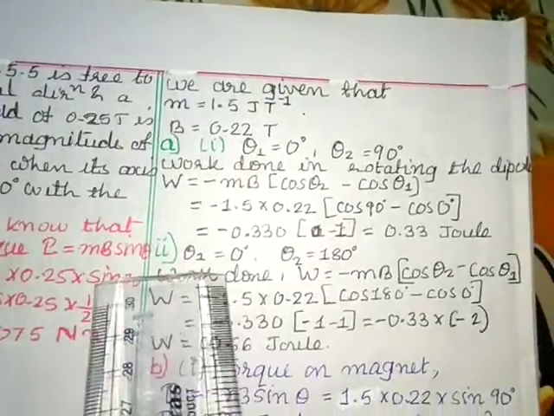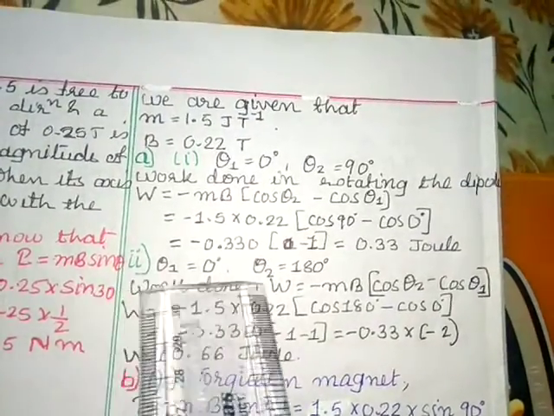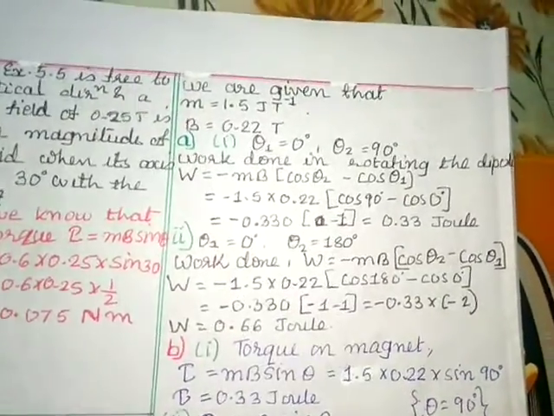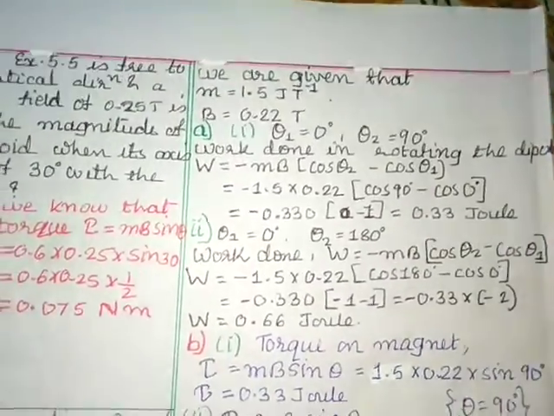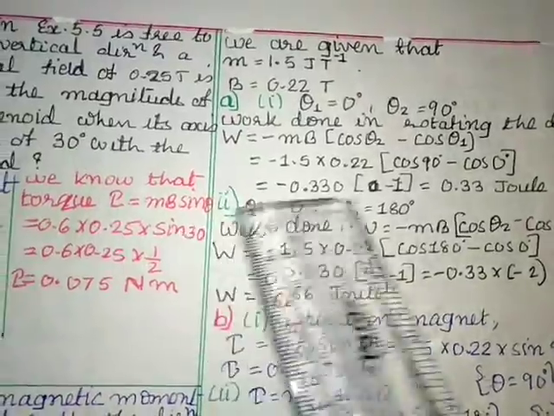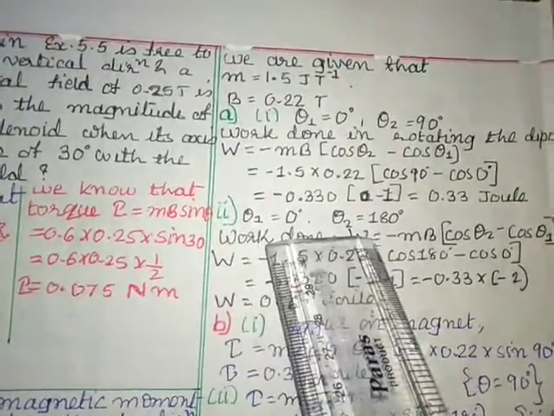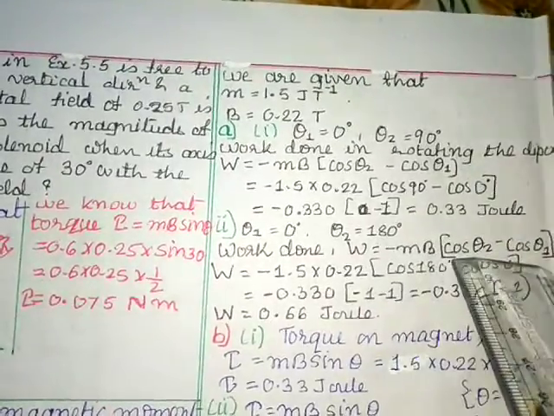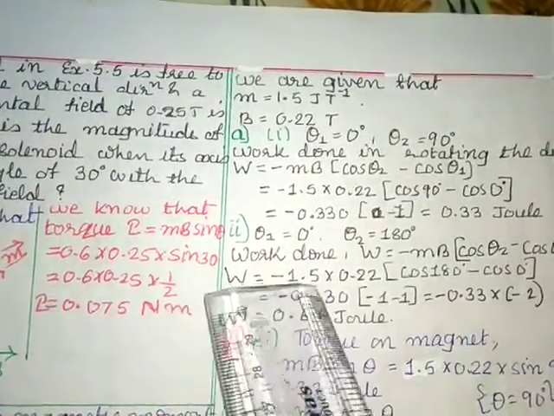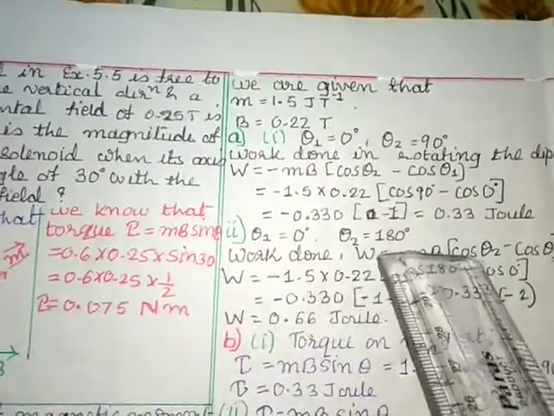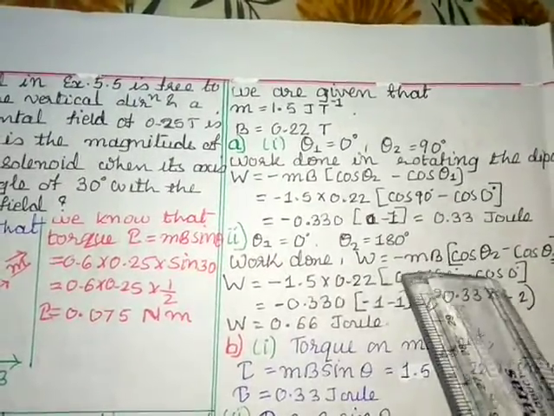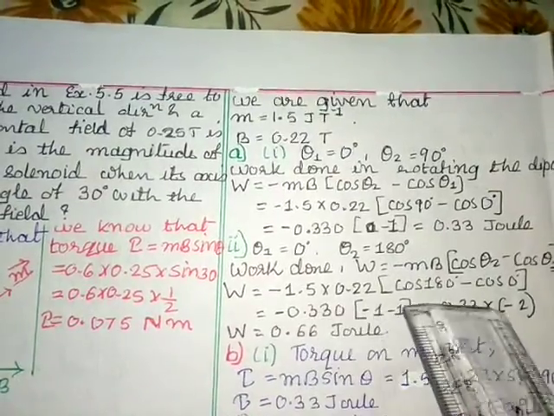Now part 2 in number A, theta 1 is 0 and theta 2 is 180. You are rotating anti-parallel, or opposite, to the applied magnetic field. The formula is the same, theta 1 is the same, only theta 2 is changed. So W is equal to minus mB (cos theta 2 minus cos theta 1). M value is 1.5, B is 0.22, cos 180 minus cos 0. Cos 180 is minus 1, cos 0 is 1, minus 1 minus 1 is minus 2.